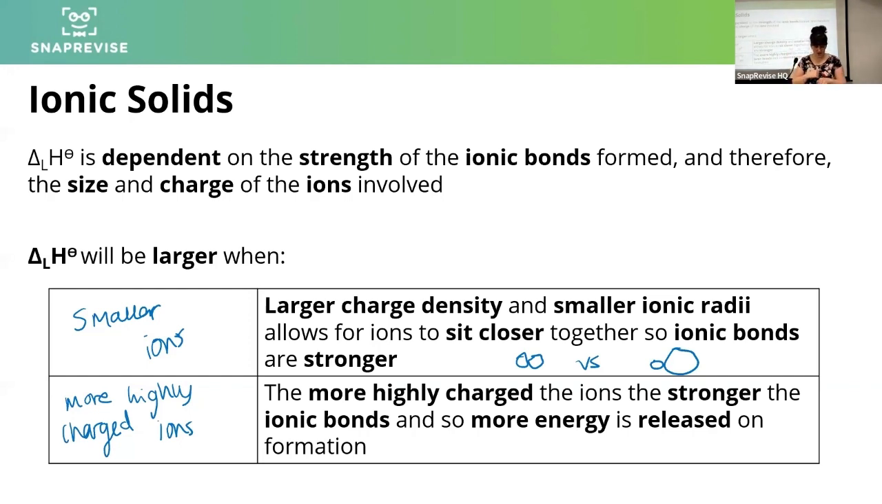The more highly charged the ions as well. So if we're looking at, for example, sodium versus magnesium: sodium is 1+, magnesium is 2+, versus, for example, aluminium, which is 3+. The more highly charged the ion, the more energy you're going to get released when you make the bond.